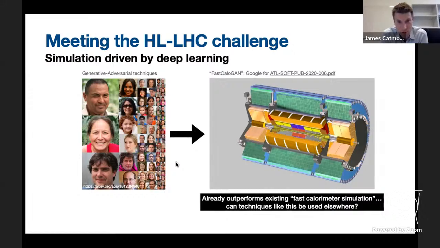ATLAS has developed something called Fast CaloGAN. If you Google for this document, you can even read about it. And already, even now in 2021, this technique outperforms the existing fast calorimeter simulation that we've already written. So the question is, can techniques like this be used elsewhere in the simulation or elsewhere in the reconstruction, or even in the event generation where we simulate the collisions? And this is going to be a big question for the next run.